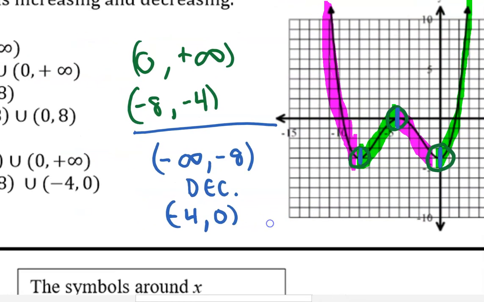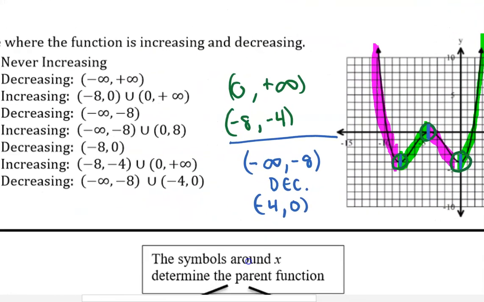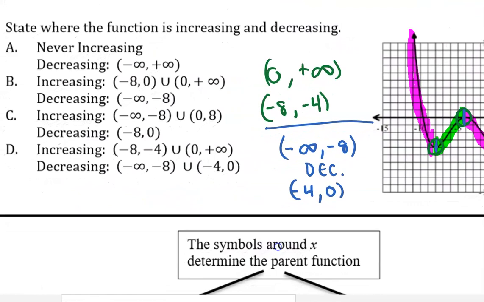So let's take a look at our answers. Increasing from -8 to -4, and from 0 to +infinity, and decreasing from -infinity to -8, and from -4 to 0. So our answer is D.